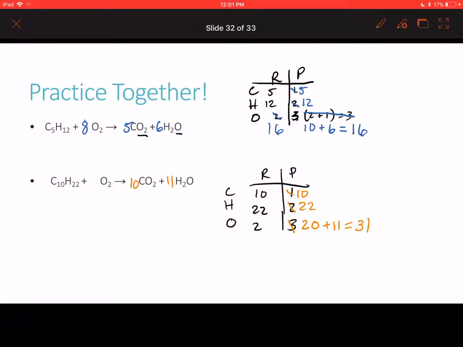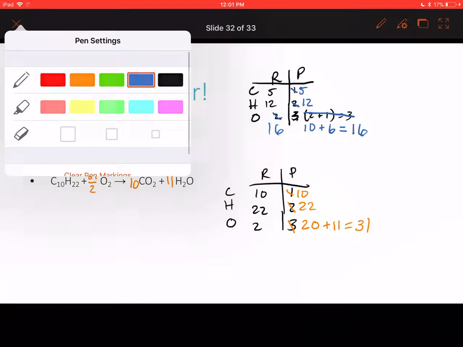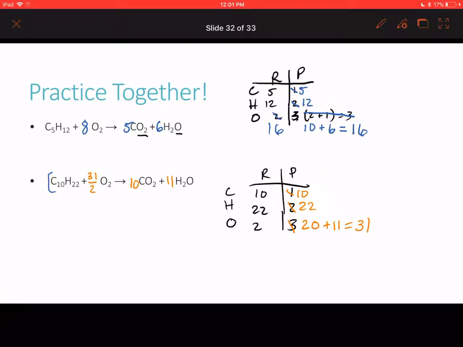Now, in the previous problem, I just did 16 divided by 2. 31 is not divisible by 2. So a way to solve that, just watch what I'm doing: think, okay, 31 divided by 2. I can't have a fraction of a molecule. But if you were to have a math problem with a fraction that you want to get rid of, you would multiply the whole equation by the denominator to get rid of that. And so we're going to do the same thing here. We're going to multiply all the coefficients by 2.